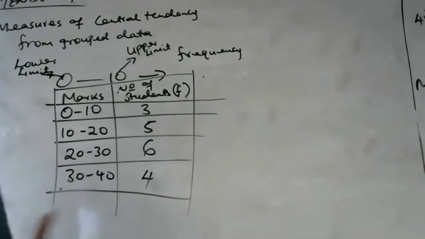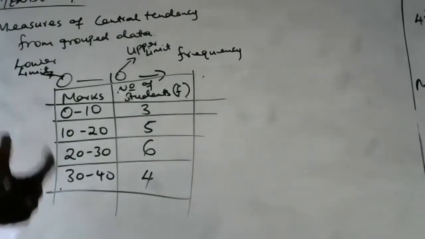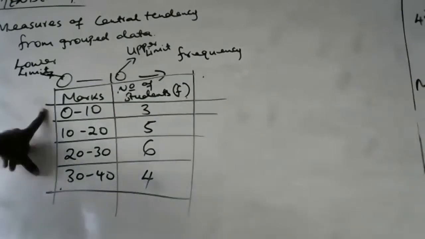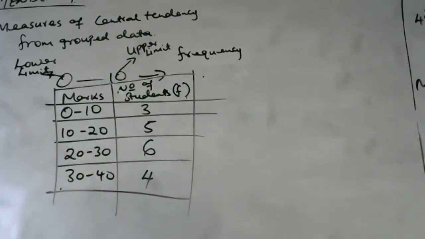So the question we are asking ourselves is, how do we get the mean, the median, and the mode when the data is grouped like this? So let me take you through.